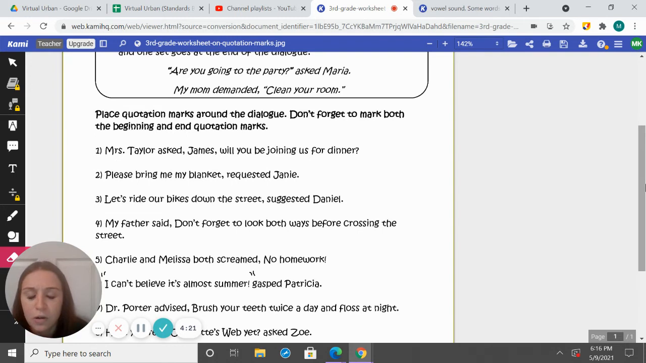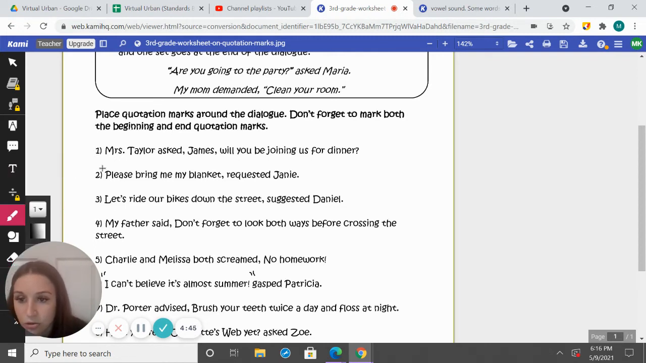So number 1 says, follow along as I read it. Mrs. Taylor asked, James, will you be joining us for dinner? Let me read it one more time. Mrs. Taylor asked, James, will you be joining us for dinner? So we have Mrs. Taylor, this is her speaking, and the words that she says is, James, will you be joining us for dinner? So we know we need to put our quotation marks around that.